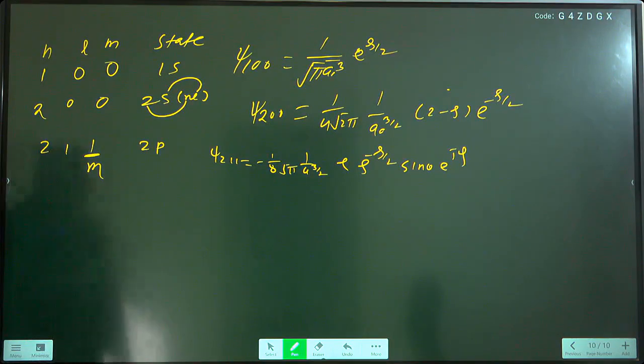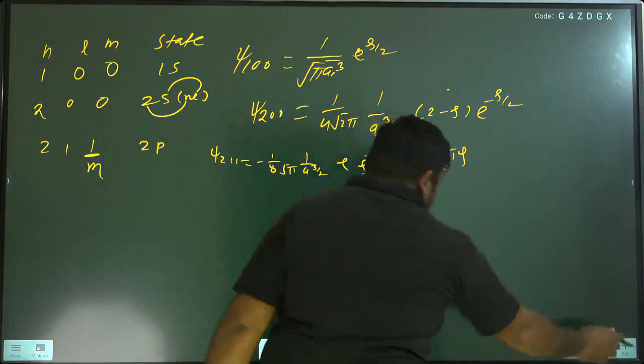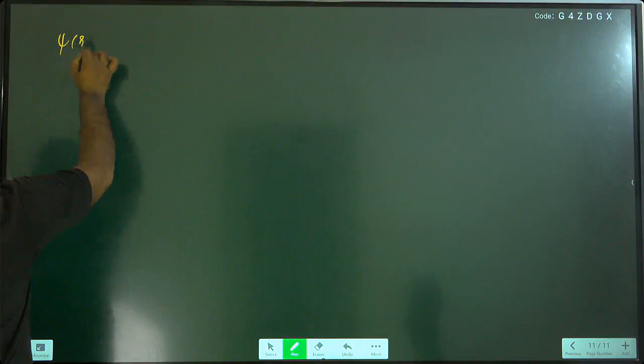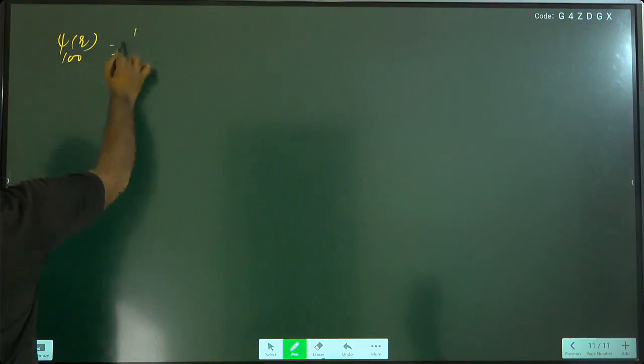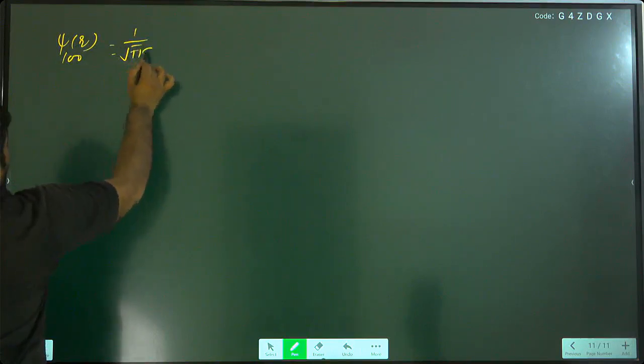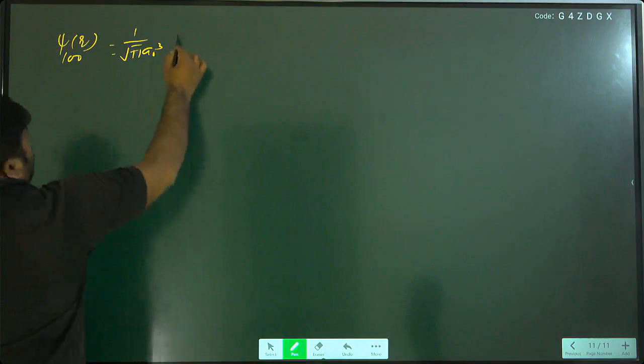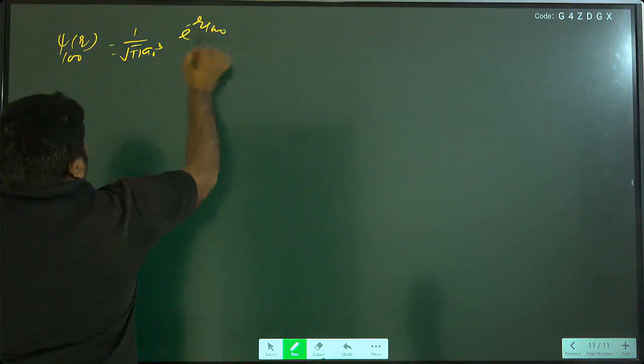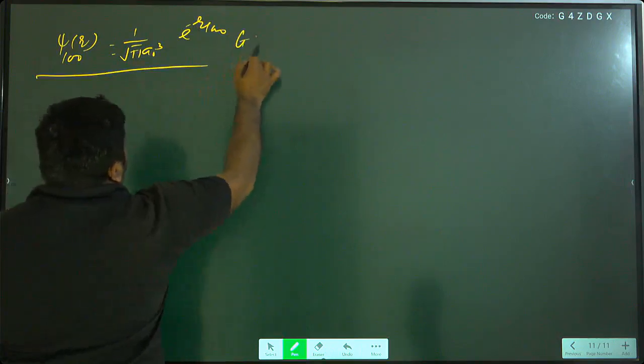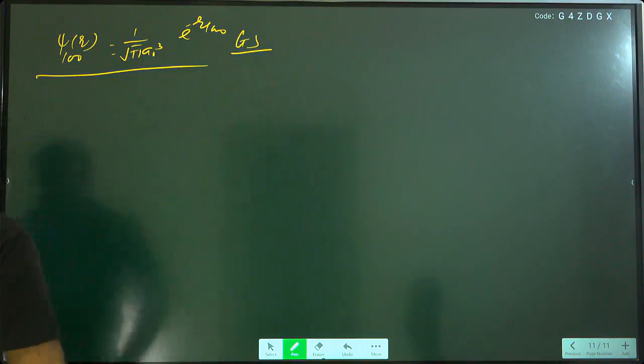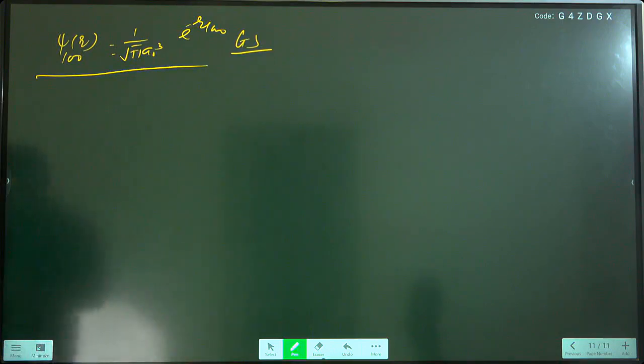Now, the ground state wave function. What is the ground state wave function? The ground state wave function psi of r for 1 0 0 is equal to 1 upon root pi a naught cube e to the power minus r upon a naught. Okay, this is the ground state wave function of the hydrogen atom.